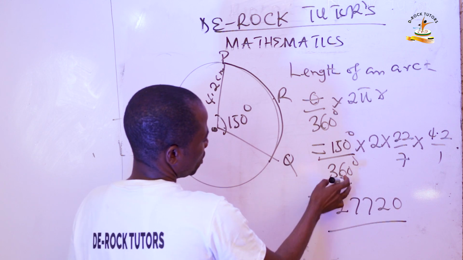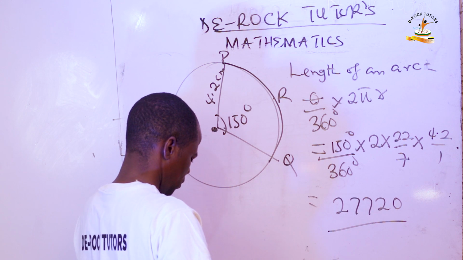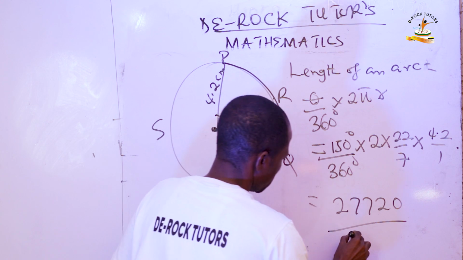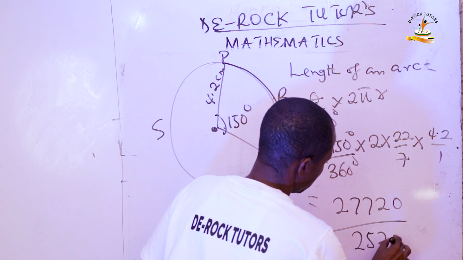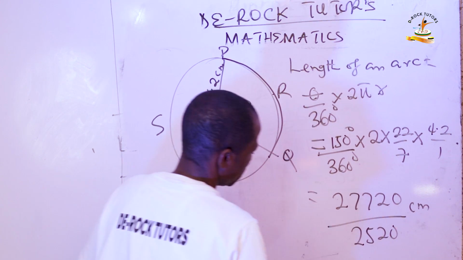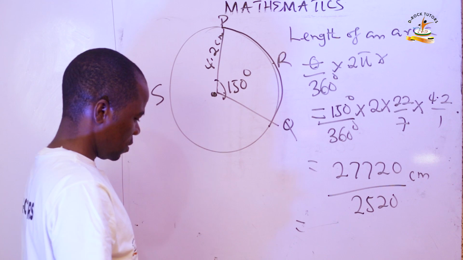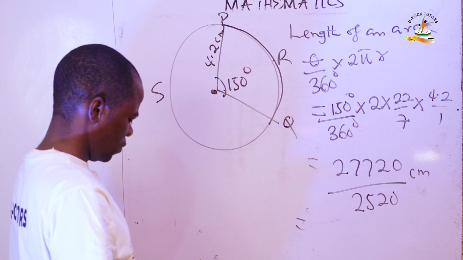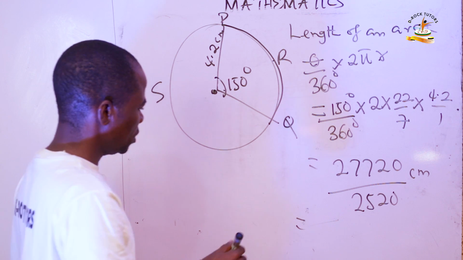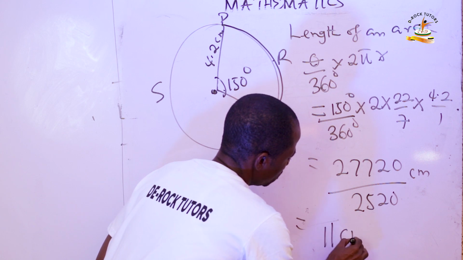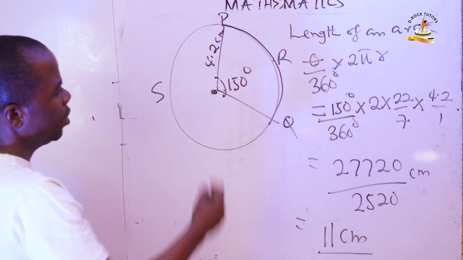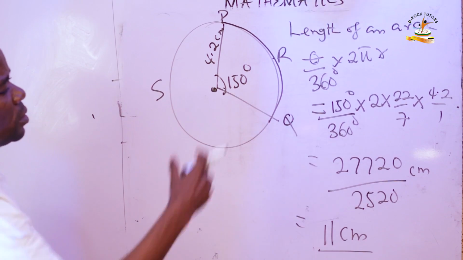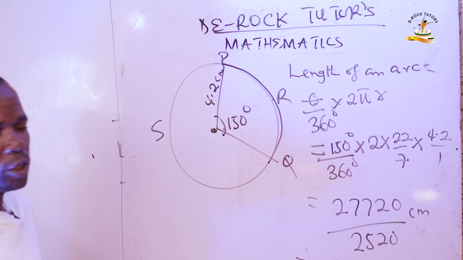That gives us 27720. And if you multiply 360 by 7, that gives us 2,520, all in centimeters. If you divide now, 27720 divided by 2520 gives us 11. That's 11 centimeters. So the length of the arc PRQ is 11 centimeters. That is option A.